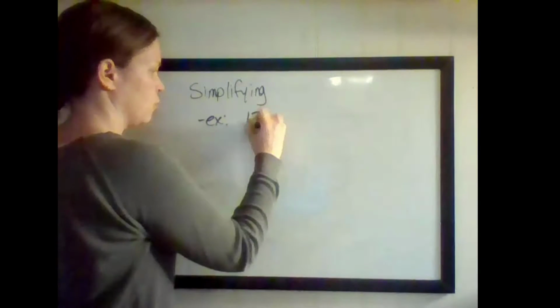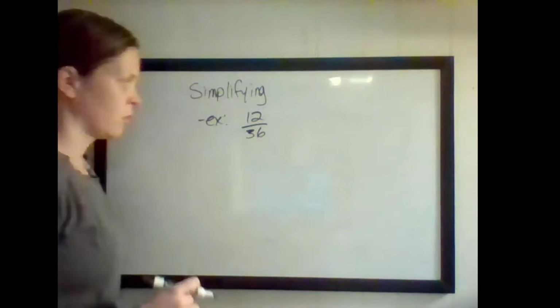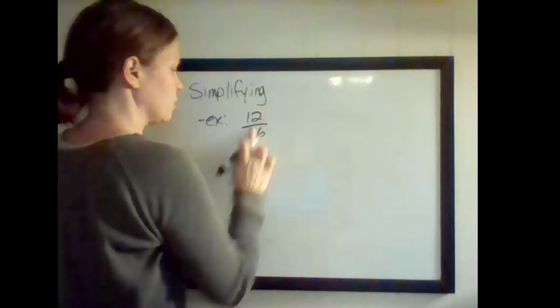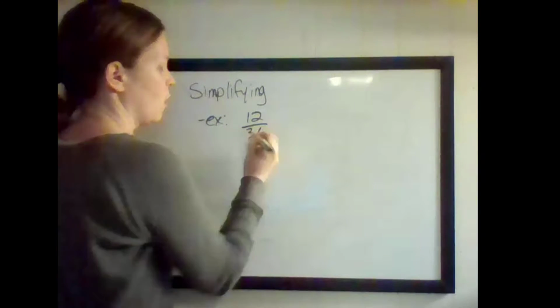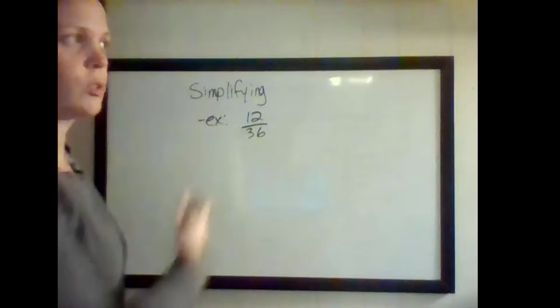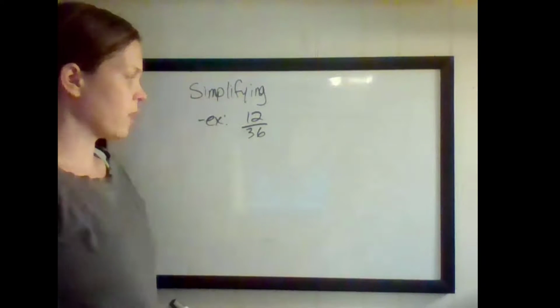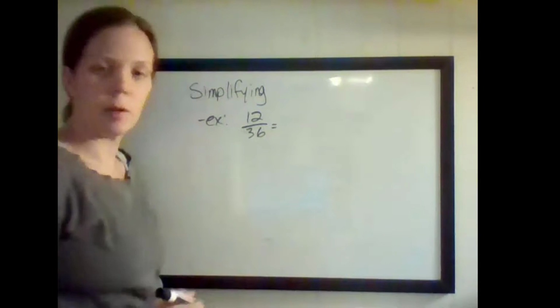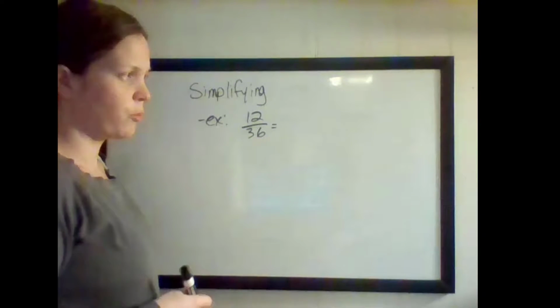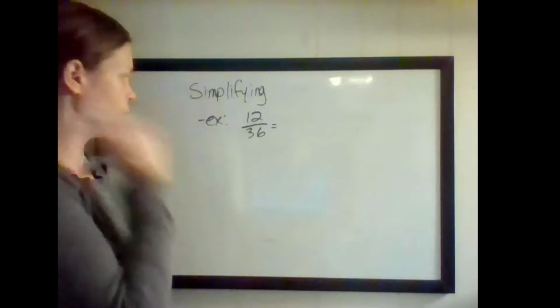So let's say 12 over 36. Normally we would just look at it and say, what do they have in common? Reduce by that. But I'm going to go back to maybe when you first learned fractions, how we would have broken this down.